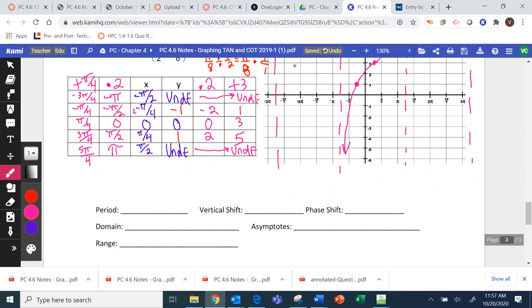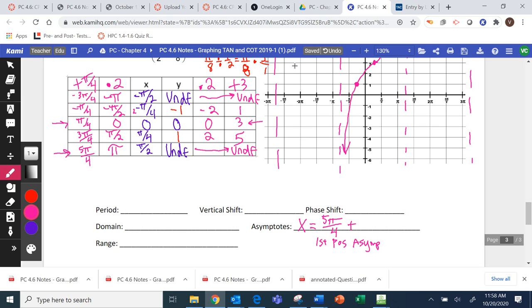Where is my first positive asymptote? Sarah Penny, where's my first positive asymptote? Could you say a little louder? Pi over 4? Is that what you said? Well, at pi over 4, I have a value of 3. I need to know where they're undefined. At 5 pi over 4. That's my first positive.